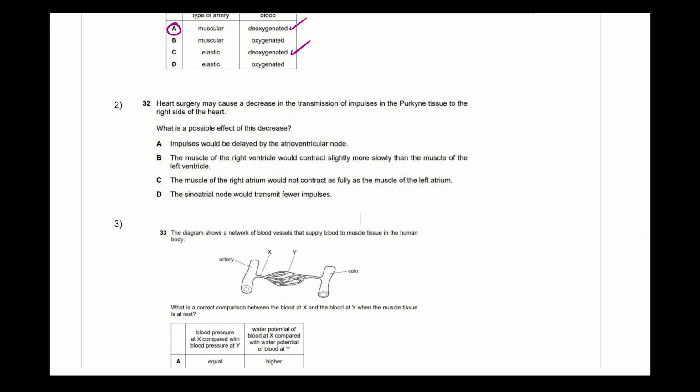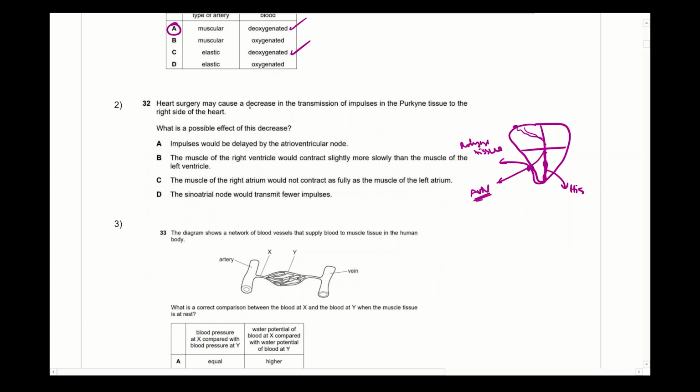Question number 2. Heart surgery may cause a decrease in the transmission of impulses in the Purkinje tissue to the right side of the heart. What is a possible effect of this decrease? First of all, you must know that we have something called a sinoatrial node in the right atrium. The sinoatrial node emits impulses, which pass through the AVN, the atrioventricular node, which slightly delays this impulse. The reason for this is so that the atria and the ventricles do not contract at the same time. Therefore, the impulse passes down through the bundle of His and up to the apex to the Purkinje tissue.